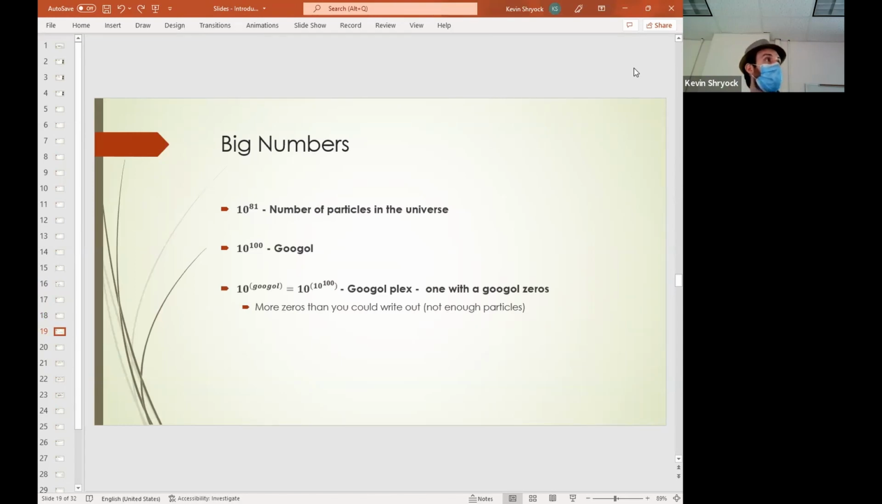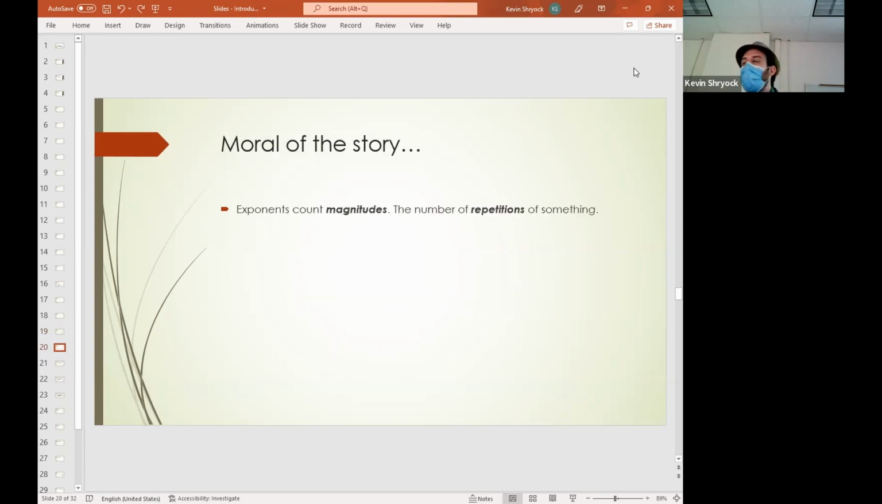It'd have a Googol zeros, and it would be more than you could write out because it's already a bigger number than the number of particles. You couldn't even find enough electrons to be able to write a zero on each one and then still have it work. So what we have is this idea of magnitudes. What I want to get you comfortable with is that exponents are counting in magnitudes. We're not counting in steps anymore. This topic is about counting in magnitudes.